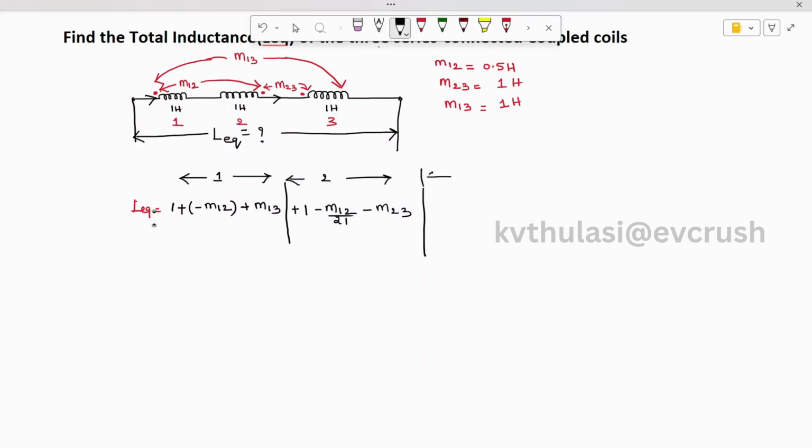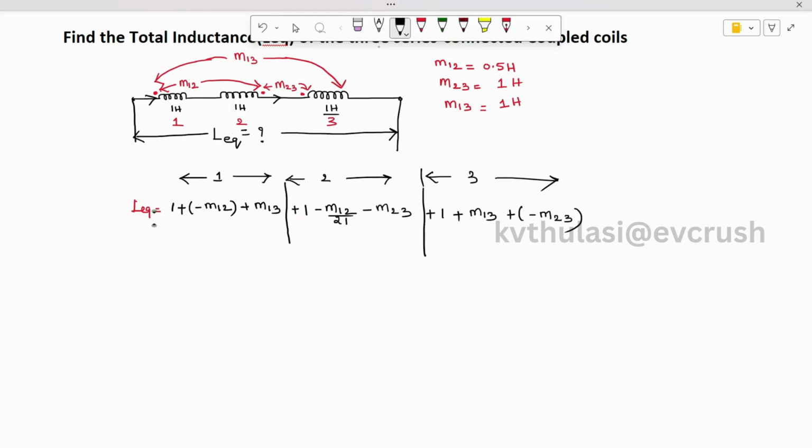Now let's write for the third coil. When you come to the third coil, the self-inductance is 1 Henry. Plus the third coil on the first coil: here the dot is entering, and here also the dot is entering. You are going to get plus M13. Then the second coil on the third coil: one is leaving, one is entering. Therefore, you are going to get minus M23.